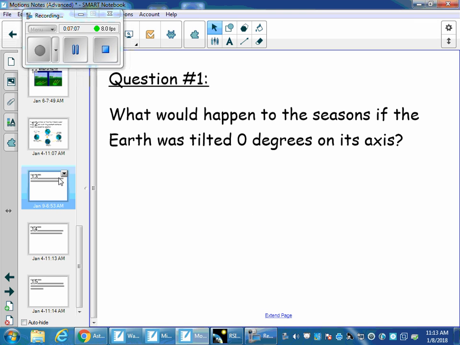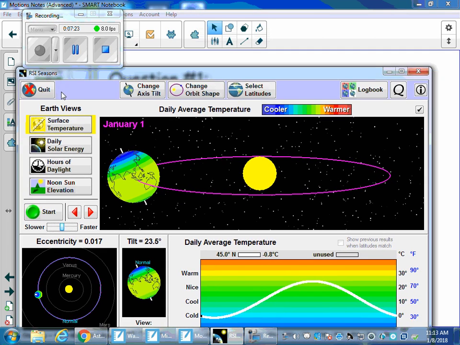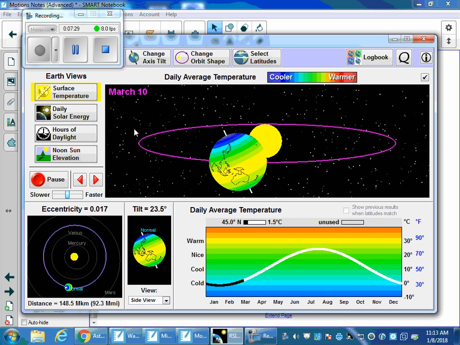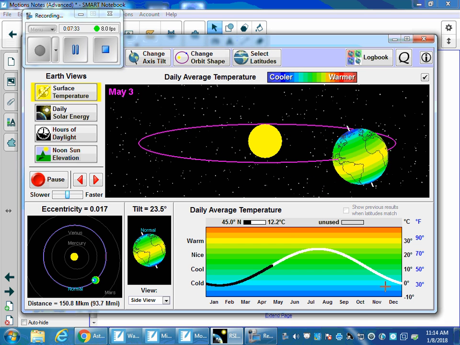All right, the other thing we're going to do is look at a simulation of what happens with seasons. We can do some things on a simulation that we can't do in the real world. One of the things we're going to look at is what would happen to the seasons if the Earth was tilted 0 degrees on its axis. So I have this simulation here that's showing the Earth going around the sun. Obviously not to scale, but down here we're showing the temperature and how the seasons are changing.